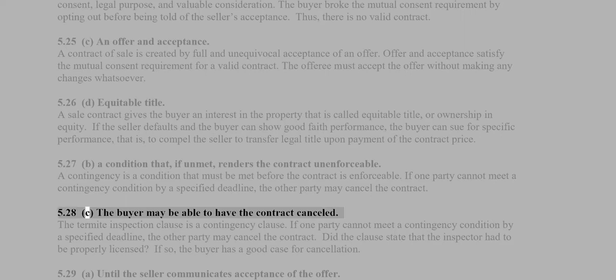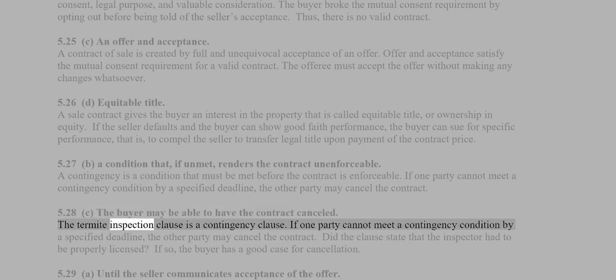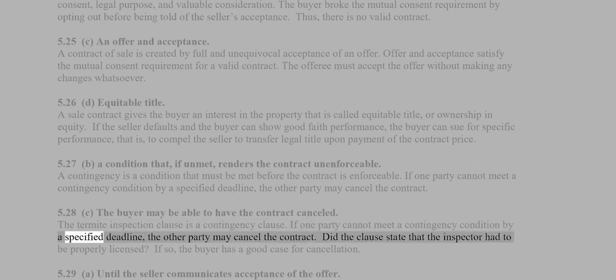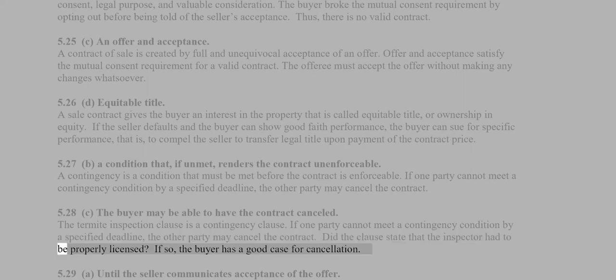5.28 C. The buyer may be able to have the contract cancelled. The termite inspection clause is a contingency clause. If one party cannot meet a contingency condition by a specified deadline, the other party may cancel the contract. Did the clause state that the inspector had to be properly licensed? If so, the buyer has a good case for cancellation.